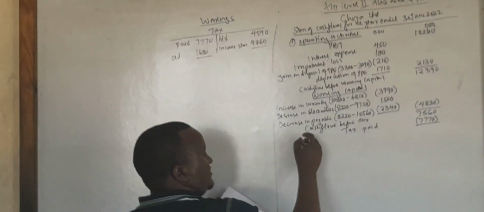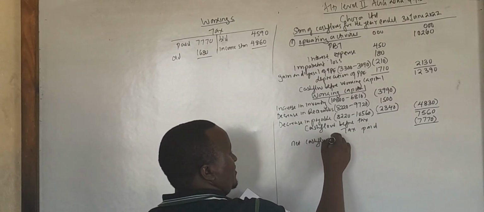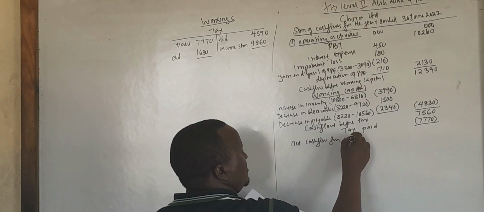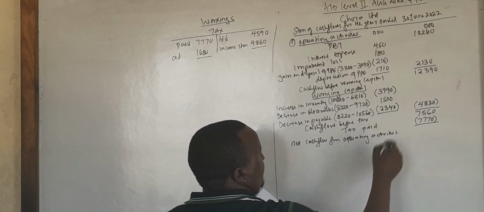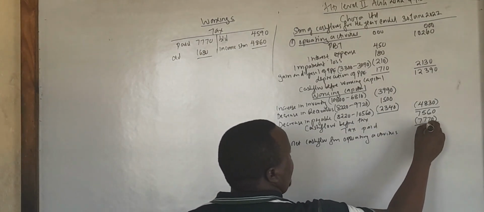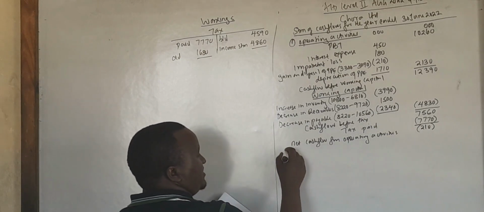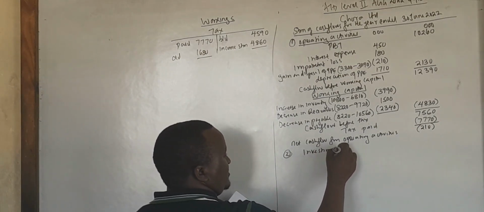So get the cash flow, net cash flow from operating activities. Get a negative of what? 210. Go to number 2, the investing activities.